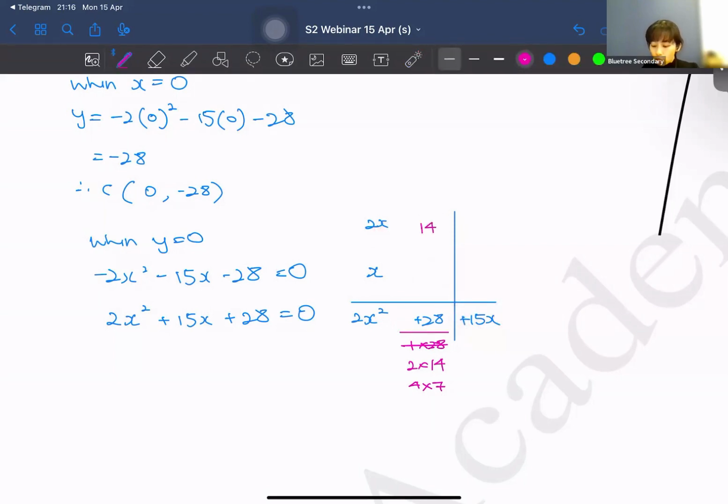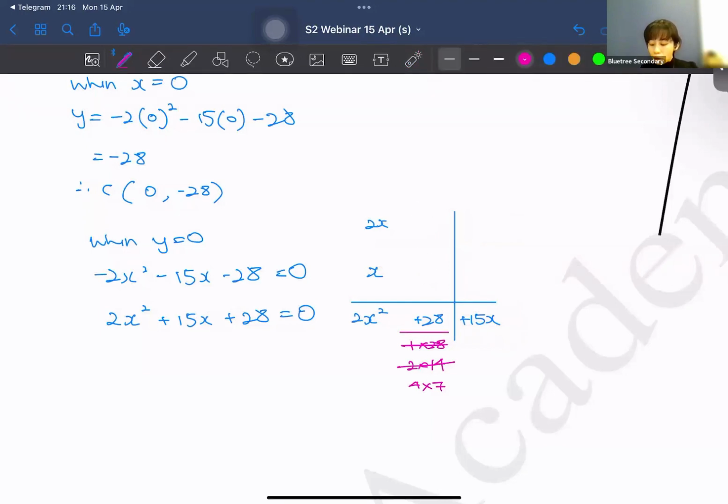So try to put your 14 on top, your 2 below. Then you think about it, if I were to cross multiply, this will give me 14x. Cross multiply, this will give me 4x. Not possible for me to plus or minus 14 and 4 to give me 15. So that means to say, this factor is also out.